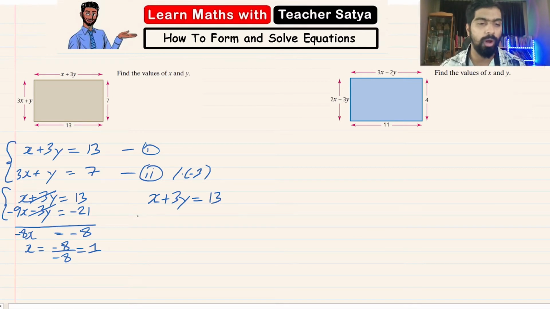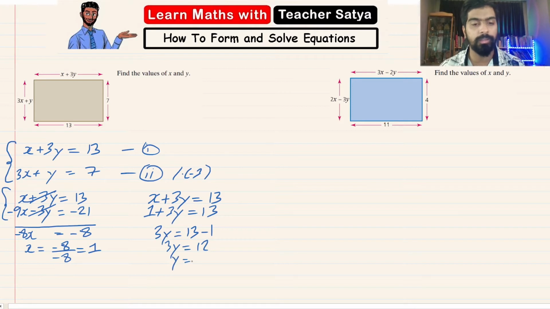The value of x is equal to 1. So I would have 1 plus 3y is equal to 13, right guys? So 3y is equal to 13 minus 1. 3y is equal to 12. Therefore, y is equal to 12 over 3, which is 4. Right guys, so in this question we have the value of x is equal to 1 and y is equal to 4.